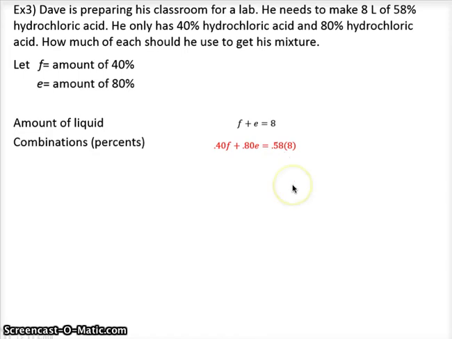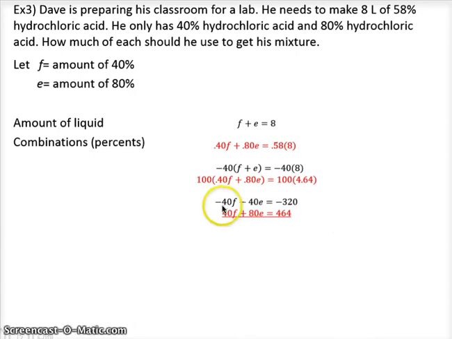And we can go about simplifying these two equations. We can multiply everything by 100 on the second equation and eliminate our decimals. And therefore, we're going to have 40F. So we can multiply our top equation by negative 40 so that they'll eliminate. So when we do that, we get negative 40F minus 40E equals negative 320. And our second equation, eliminating the decimals, we have 40F plus 80E equals 464.